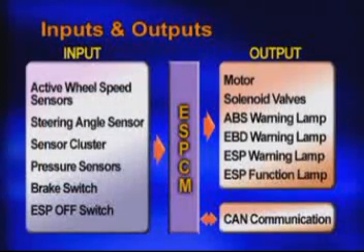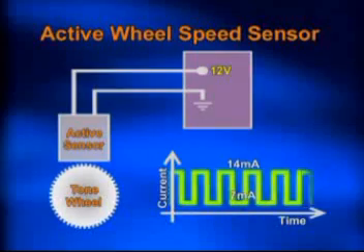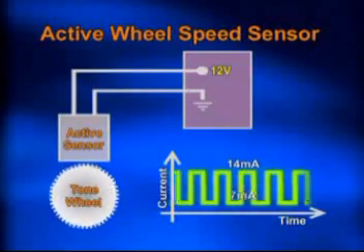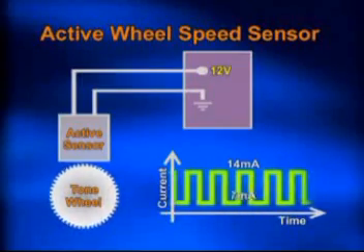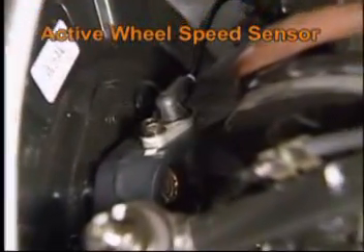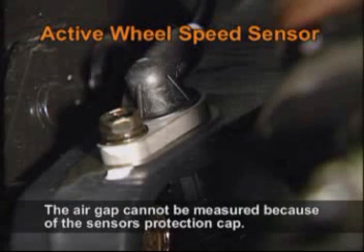Now let's take a look at the new ESP wheel speed sensors. These new sensors are an active magnetic resistance type. When powered by 12 volts, the sensors generate 7 milliamps or 14 milliamps. The wheel speed sensor is located on the hub, and the air gap cannot be measured because of the sensor's protection cap.